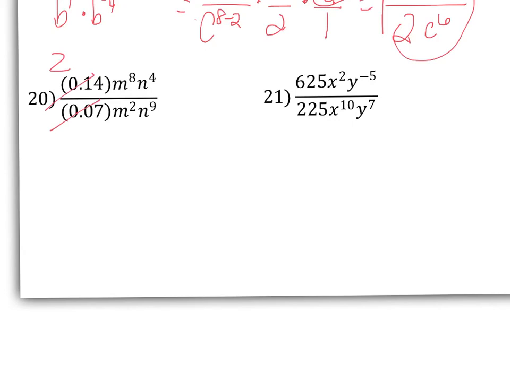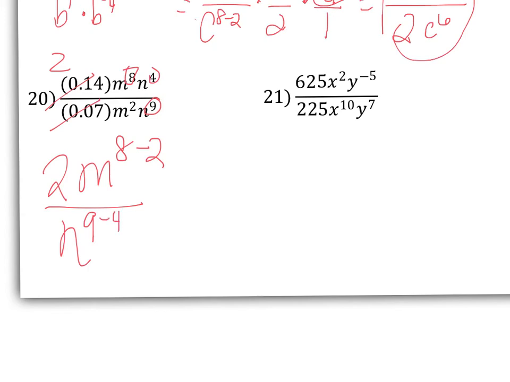Cancel, cancel, get 2. By the quotient property, since 8 is bigger, I'm going to keep 8 in the numerator, and then subtract 2. Since 9 is bigger, we'll keep the 9 in the denominator. I'm going to subtract 4. Okay, so 2m to the 6th power over n to the 5th power. Or we could look at it like this.